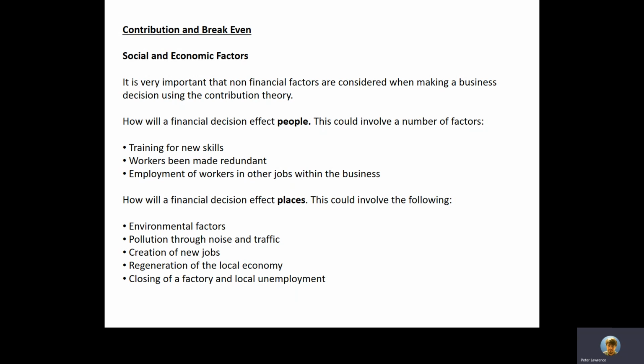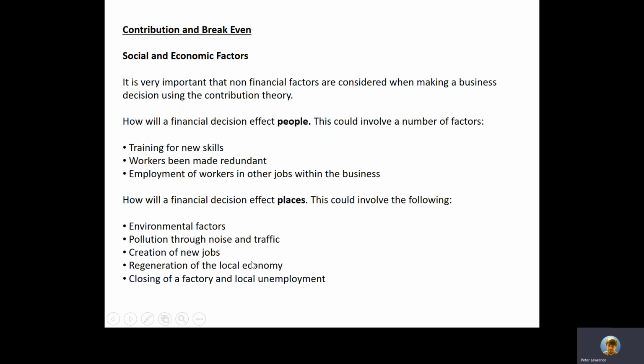We're also going to think about how our decisions affect places. So let's use that ASIF example again. He's buying them in from China. What's the environmental impact of suddenly shipping products over from China? Do we need to think about that? We also need to think about pollution through noise and traffic. If it gets on a boat, gets on a plane, it's going to cause pollution. Do we want that?